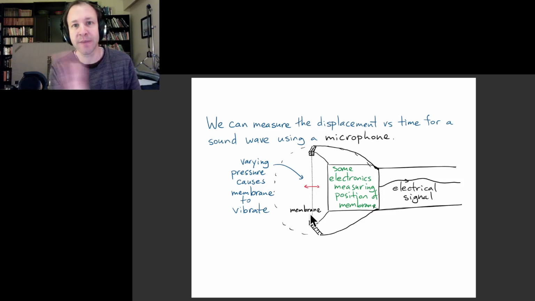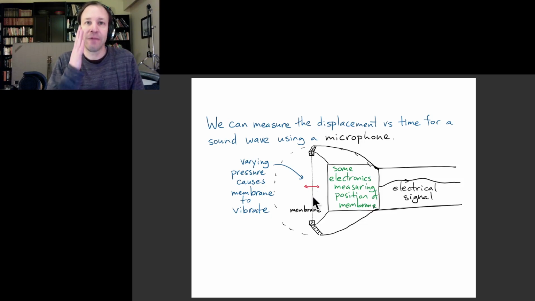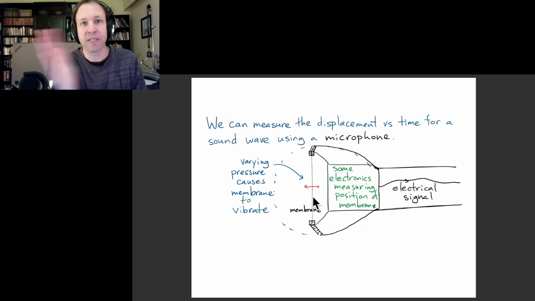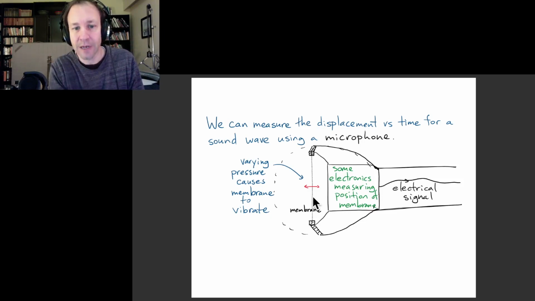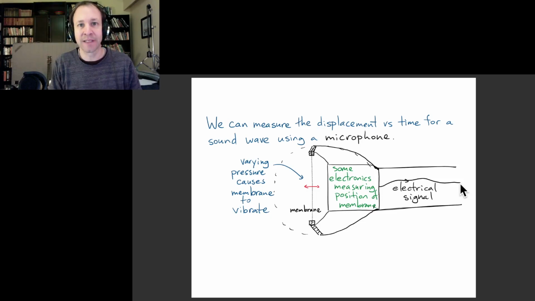So the displacement of the membrane is pretty much the same as the displacement of the air that would have been there. And so if we could somehow keep track of the displacement of that membrane, that's a way to record the history graph for our sound wave. And that's exactly what the electronics associated with the microphone do. As the membrane moves, there's some electronics that convert that motion into an electrical signal. And that electrical signal can be stored on our computer, for example, and then we can make one of these time graphs that actually shows the displacement of the membrane as a function of time.